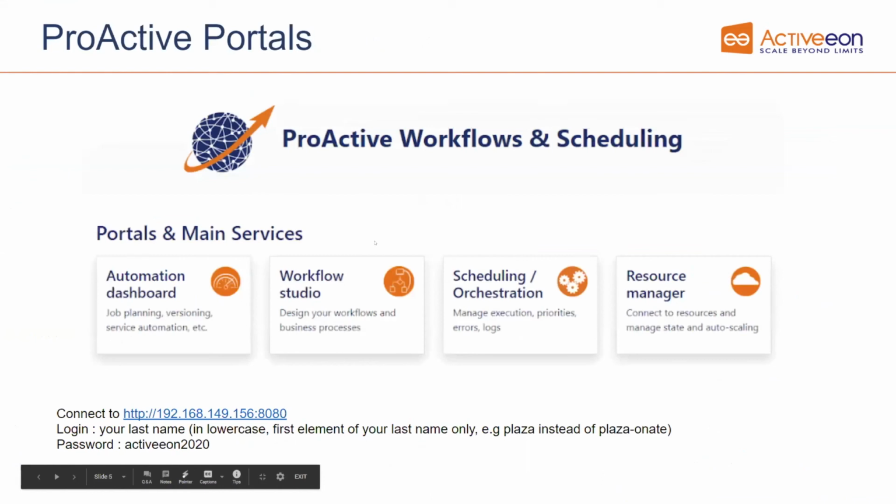So in order to connect to the portals, for those who have access to the VPN and manage to open the main interface, you can connect to the link provided here. And regarding your credentials, it will be your last name in lowercase and the first element of your last name if you have a composed last name. And the password is Activeeon 2020, Activeeon with 2E. So can you guys try to connect to the portals for the people who have access to the VPN?